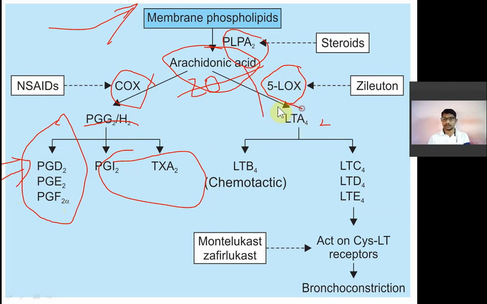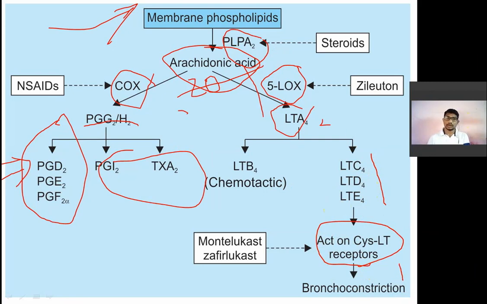Whatever leukotrienes are there, there are different types of leukotrienes. LTB4 is a chemotactic agent; it has a protective function. The leukotrienes C4, D4 and E4 are responsible for bronchoconstriction. They act on their leukotriene receptors and cause bronchoconstriction.